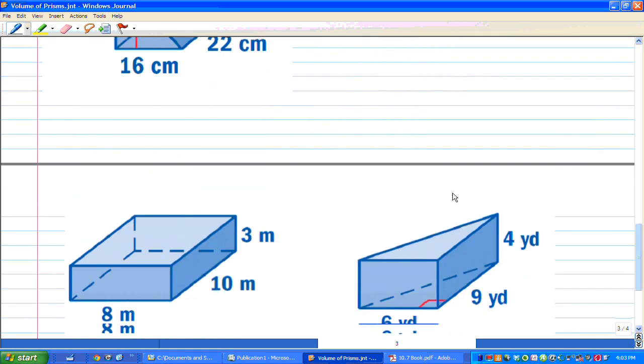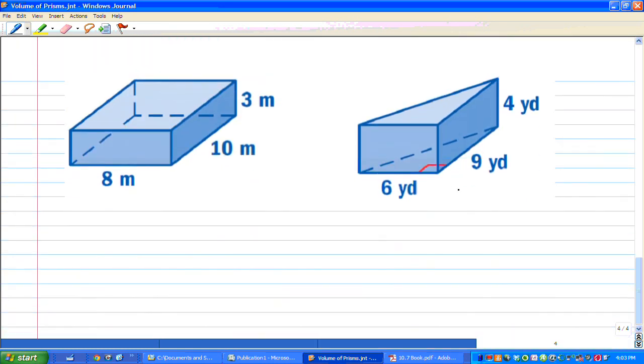Alright, try these two samples. What I want you to do is pause the video and try these yourself. Put them in your notes and then play the video and see if you got them right. Okay, the first one, the box. Again, very easy. It's just 8 times 10 times 3, which is 240 meters cubed.